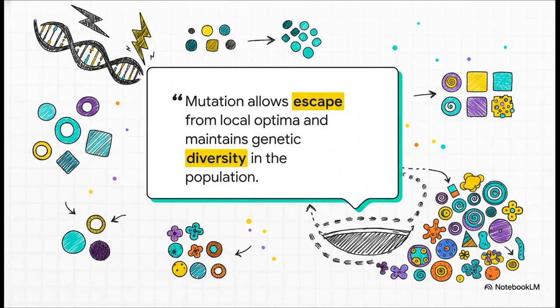So, why is that random error so critical? Well, because without it, the algorithm could get stuck on a solution that's pretty good, but not the best. Mutation is that spark of random genius, that wild card that allows the algorithm to explore totally new avenues and maintain diversity, preventing the whole population from becoming too similar.